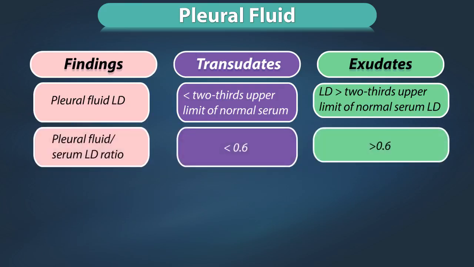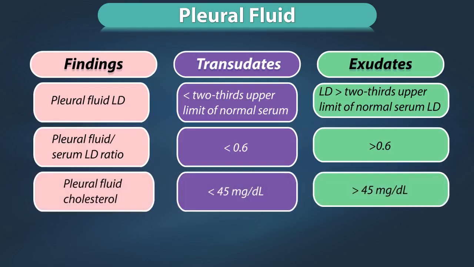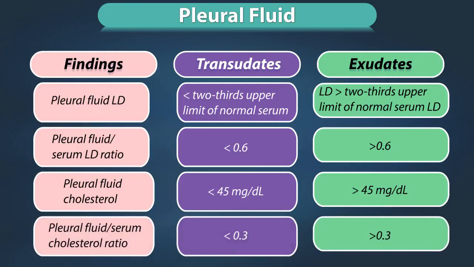Pleural fluid to serum lactate dehydrogenase ratio is less than 0.6 in a transudate and more than 0.6 in an exudate. The pleural fluid cholesterol is less than 45 mg per deciliter in transudate, more than 45 mg per deciliter in an exudate. Pleural fluid to serum cholesterol ratio is less than 0.3 in a transudate and more than 0.3 in an exudate.